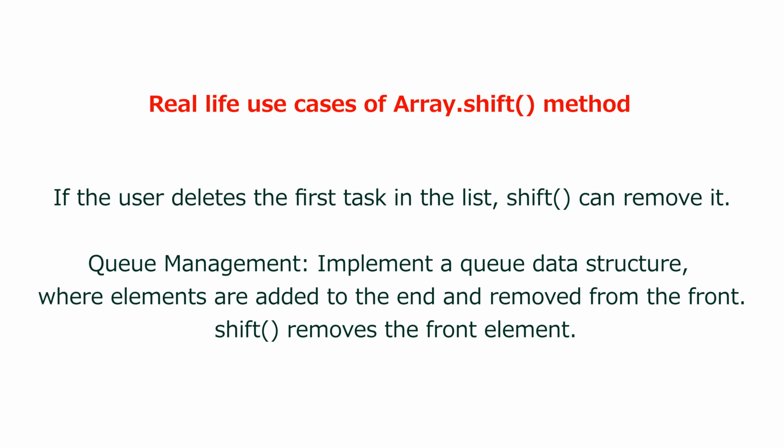And guys, if we talk about real life scenarios, we can use this shift method maybe in a to-do list app when we want to remove a task once it is completed, and in queue management where we want to remove the first customer present in the queue. These are some of the examples where we can use shift.